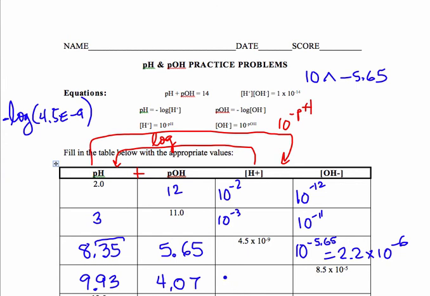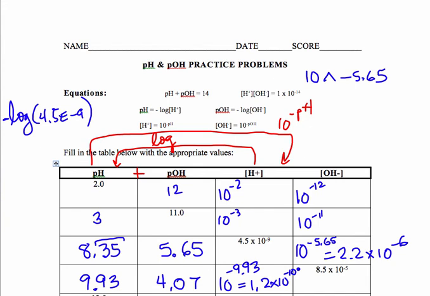So my H plus will be 10 to the minus 9.93, which is improper. I put that into my calculator, 10 caret negative 9.93. I get 1.2 times 10 to the minus 10.